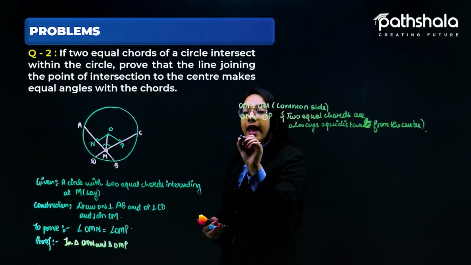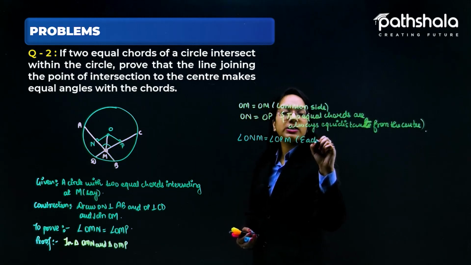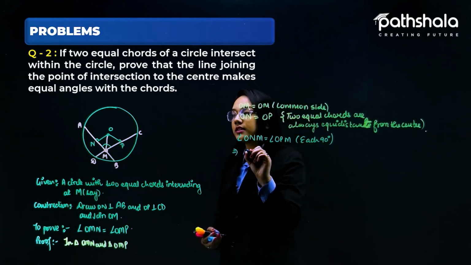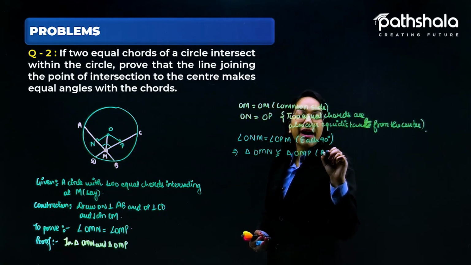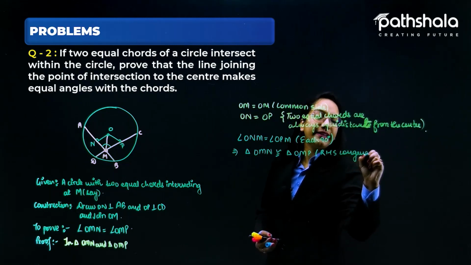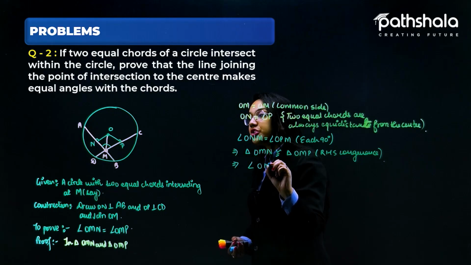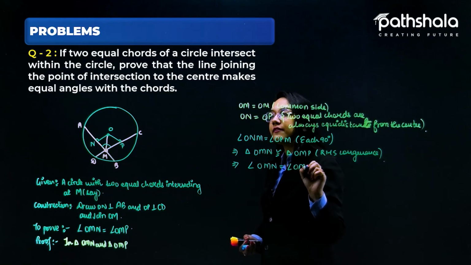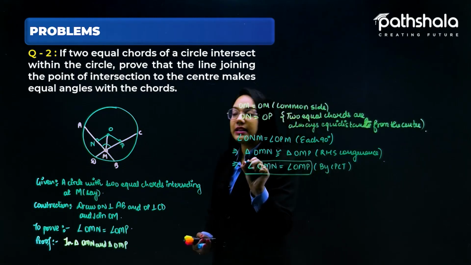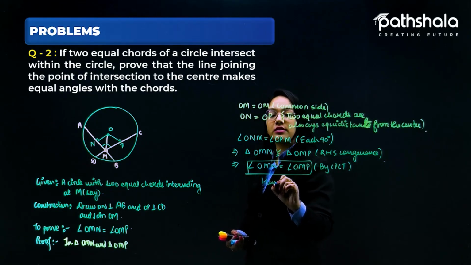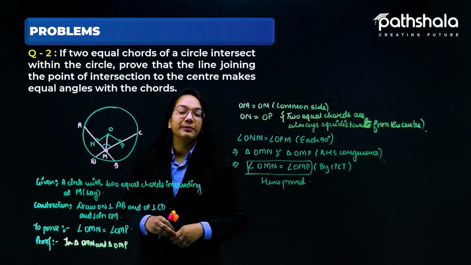Furthermore, we know that the angle ONM is equal to the angle OPM, because each is 90 degrees. So using these three things, we can say that the triangle OMN is congruent to the triangle OMP by RHS congruence criteria. If they are congruent to each other, then by CPCT the two angles are equal to each other, and this is exactly what we had to prove. So this is the proof of this particular question.